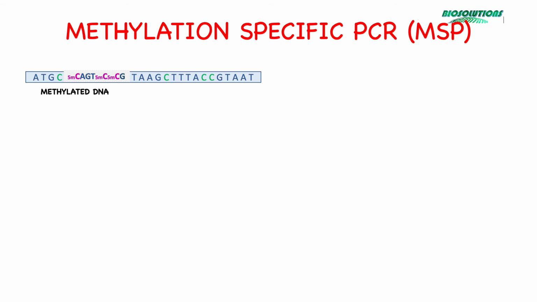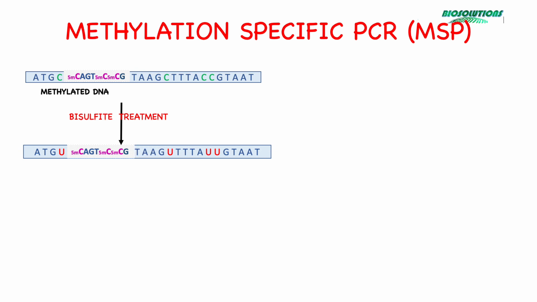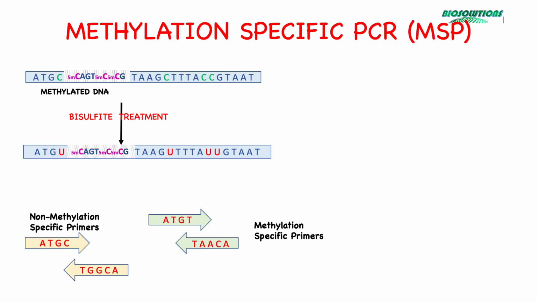Bisulfite converts unmethylated cytosines to uracil. If there is any methylation already present at the time of bisulfite treatment, like 5-methylcytosine, then these methylcytosines are protected and not converted to uracil. Then two sets of primers are used based on the target sequence. One set has guanines to pair with 5-methylcytosine if present. These are methylation-specific primers. The other set is non-methylation-specific primers and has adenines to pair with uracil.